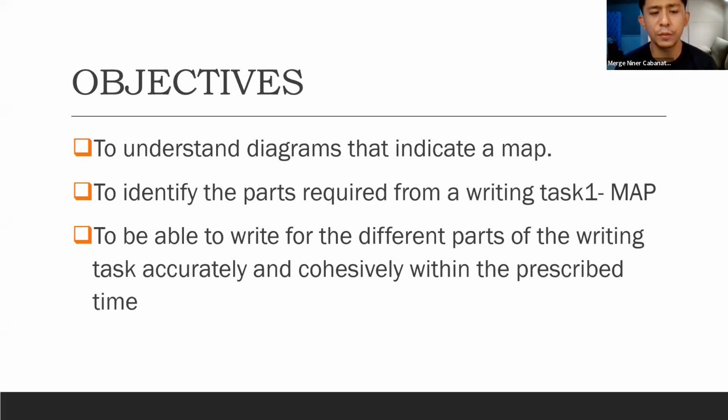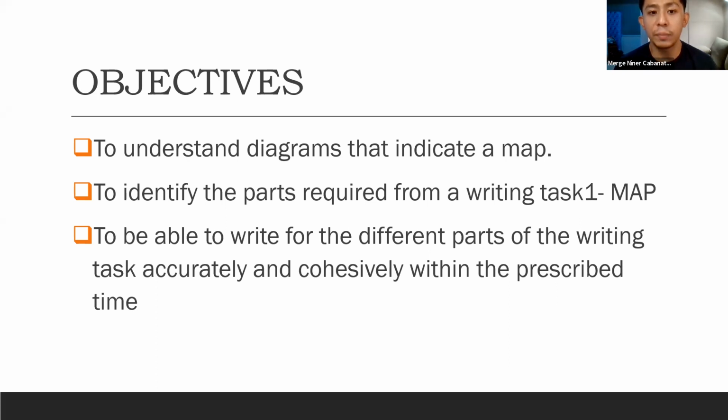So the objectives of today's lecture are, number 1, to understand diagrams that indicate the map, to identify the parts required from a writing task 1 map, and to be able to write the different parts of the writing task accurately and cohesively within the prescribed time.